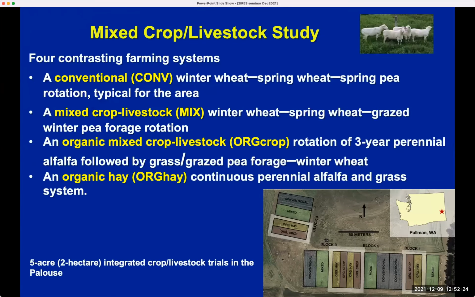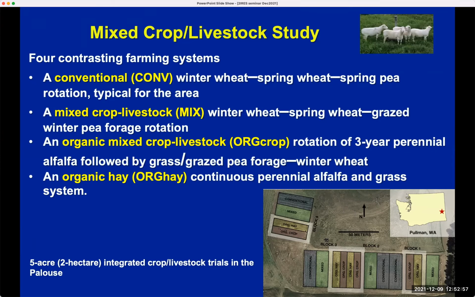So we set up this long-term study on a commercial grain farm of about 500 hectares. The typical rotation there is 3 years: winter wheat, spring wheat, spring pea. We brought in animals, where it's winter wheat in a 3 year rotation, then spring wheat, and we graze the energy forage with Dorper sheep. But we also set up a study that covers 5 acres of the 1,300 acre farm.